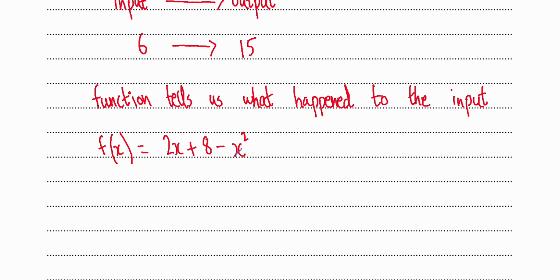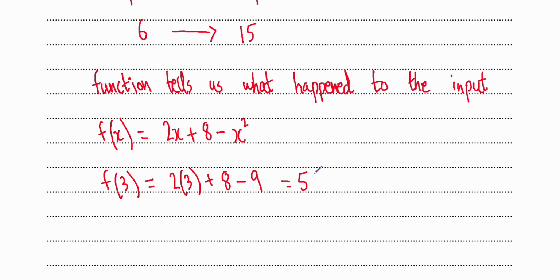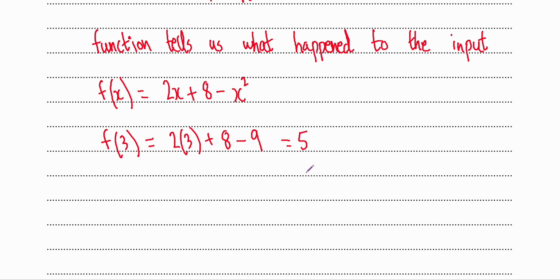That means if I give it a value of 3 for x, so let's say f of 3, now 3 is the input. So what does the function do? The function multiplies 3 by 2, adds 8 to it, and then subtracts 3 squared from it. So we have 2 times 3 plus 8 minus 3 squared, which is 9. That is 6 plus 8, 14, minus 9, which is 5. So you get 5 as our answer. If the input is 3, and this is the function, then our output is 5. That's all a function does. You give it an input, it does something to it, and gives you an output.